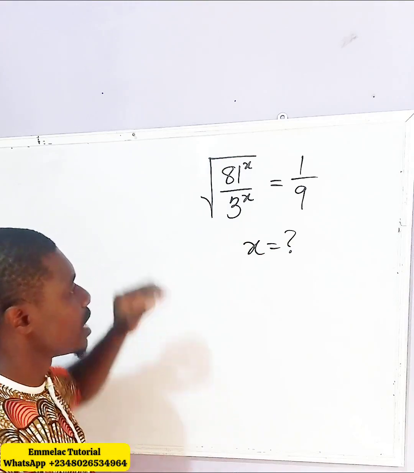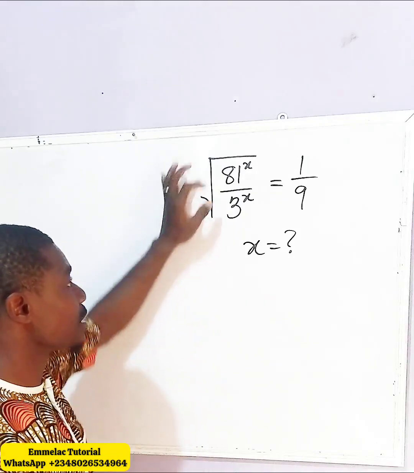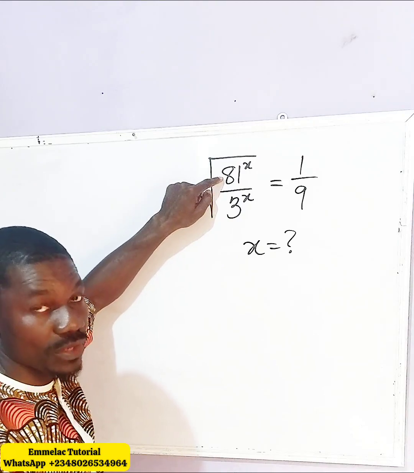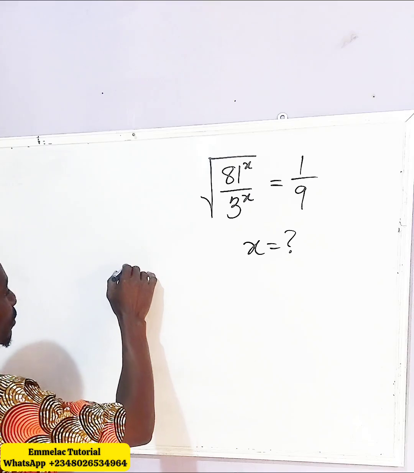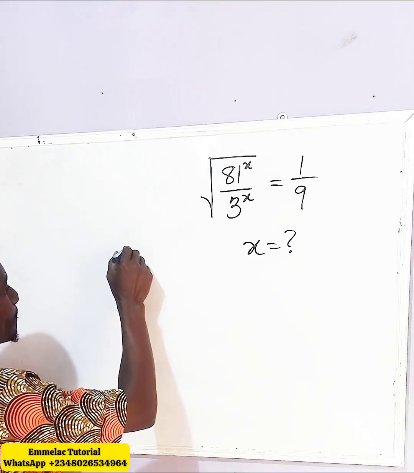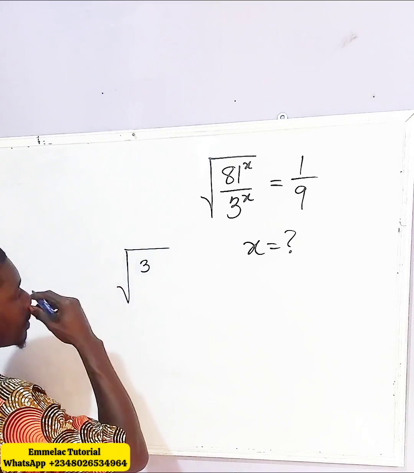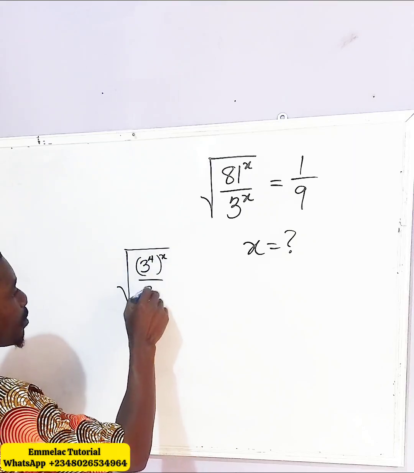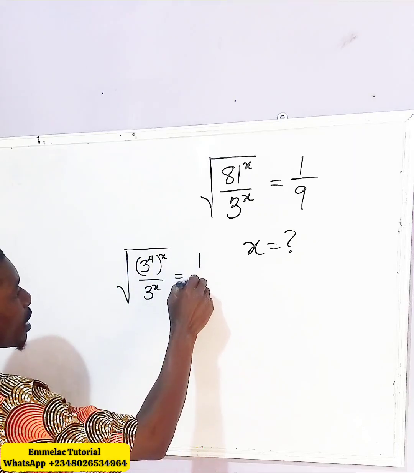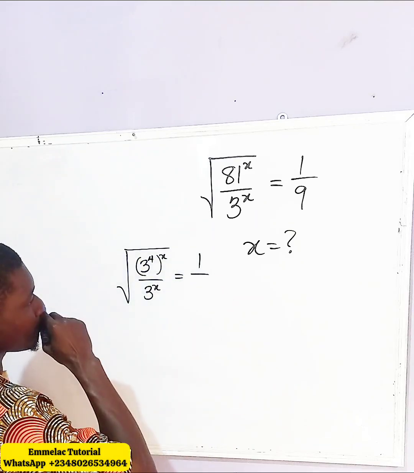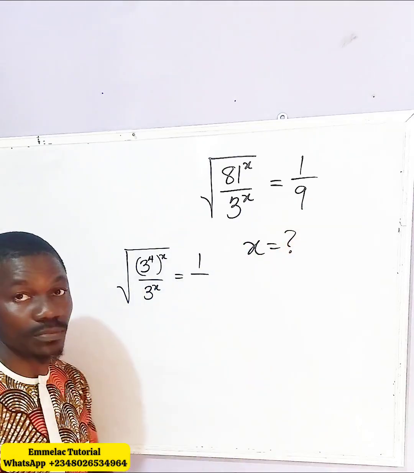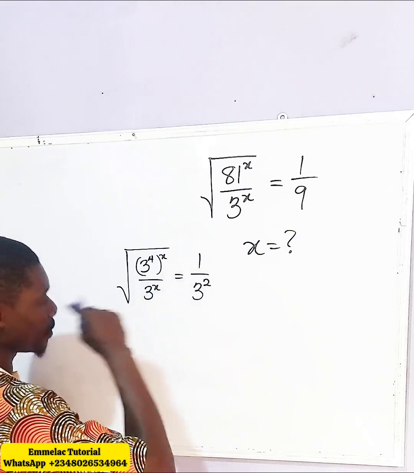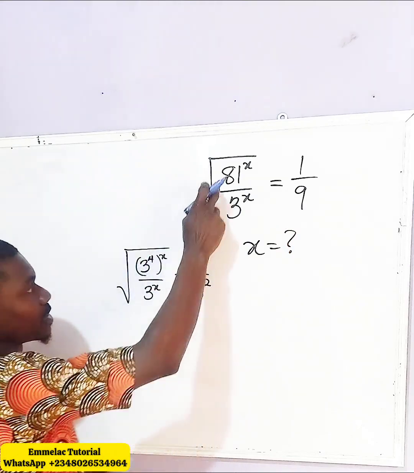Okay, now first of all, let us just work with what's in the square root first. Here we have a base of 3, and let us reduce 81 to a base of 3. So this will give us 3 raised to the power of 4, all raised to the power of x, then all over 3 raised to the power of x, then equals 1 all over, let me also reduce this to a base of 3, so that will be 3 raised to the power of 2. Now 3 raised to the power of 4 is the same thing as 81.